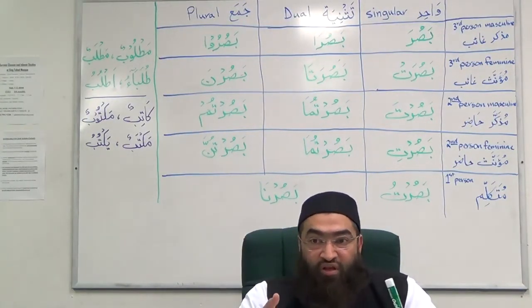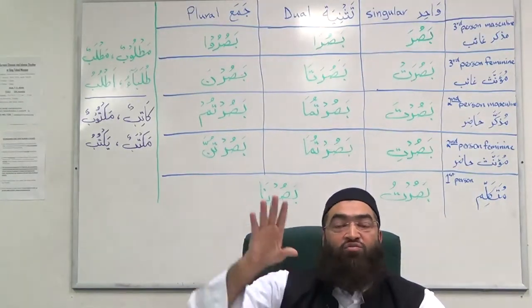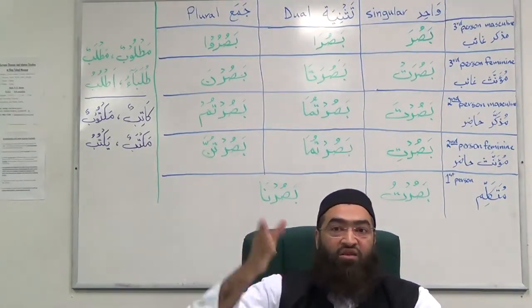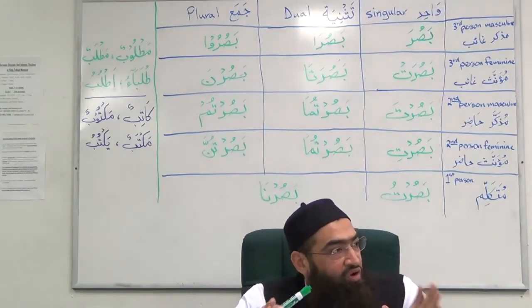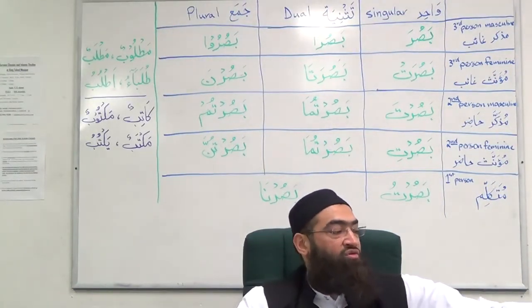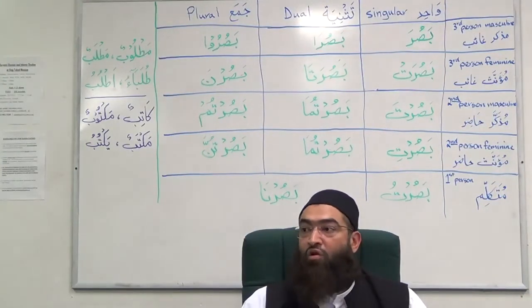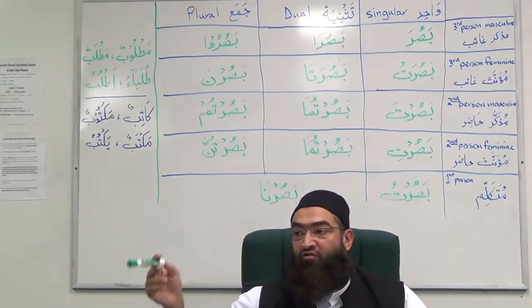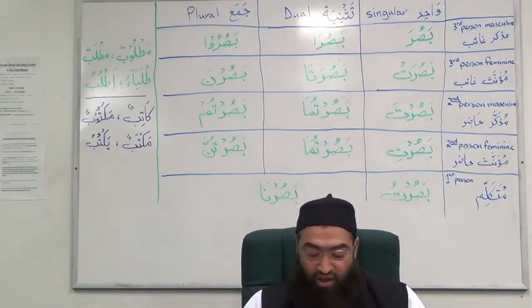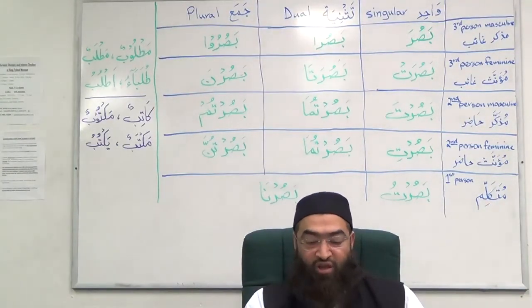Uktub, it's an amr, it's a command: write. So these are words where there's a mim in the beginning, there's an alif in the beginning, but we will look at the root letters and we will go into this dictionary looking. The first letter we'll look is kaf, and then following the kaf will be the ta, and following the ta it will be the ba.